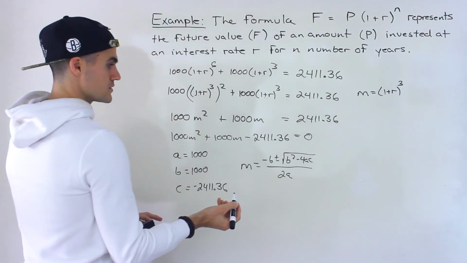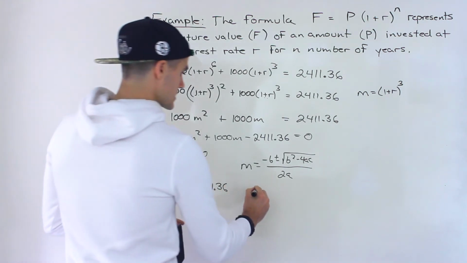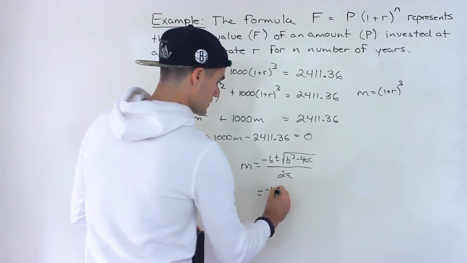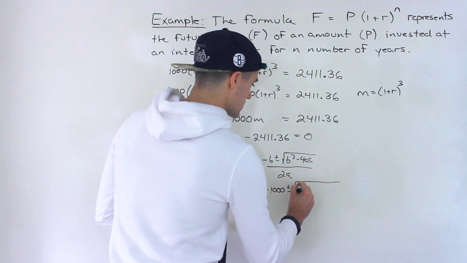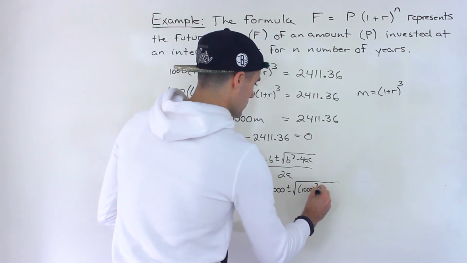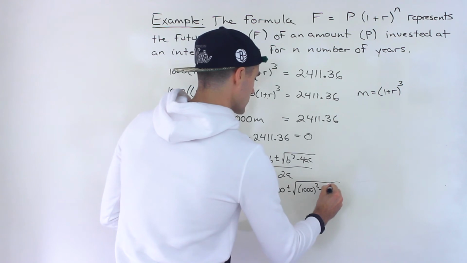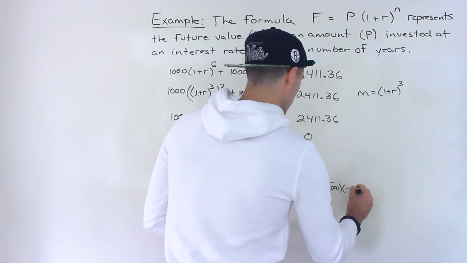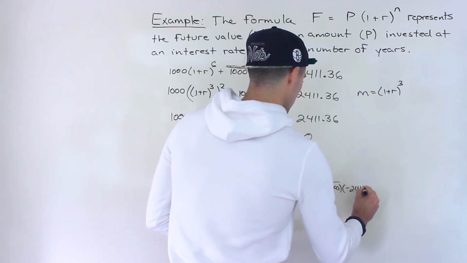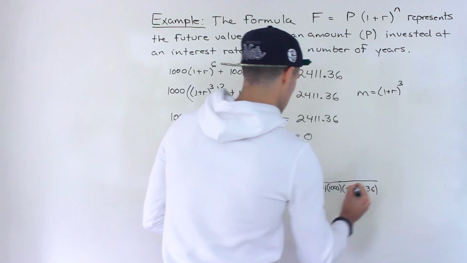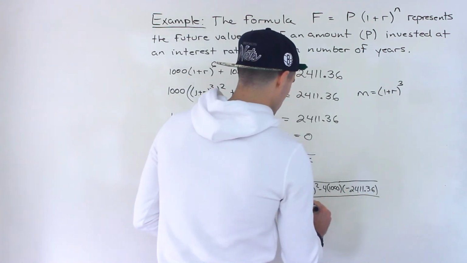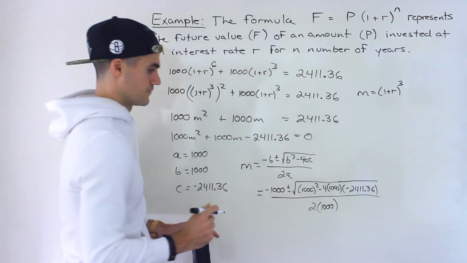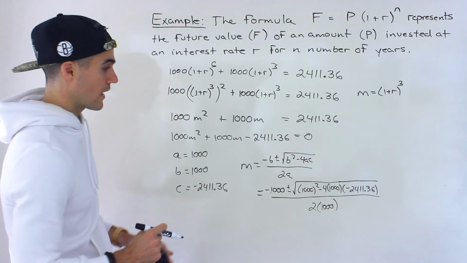all over 2a. And so plugging everything in, the b value is 1000, so we'd have negative 1000 plus or minus 1000 squared minus 4 times the a value of 1000 times the c value of negative $2,411.36, right? All over 2 times the a value, which is 1000, right? So we would just solve that right there.